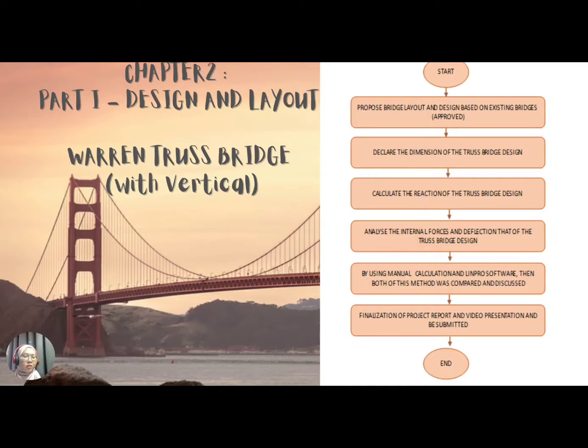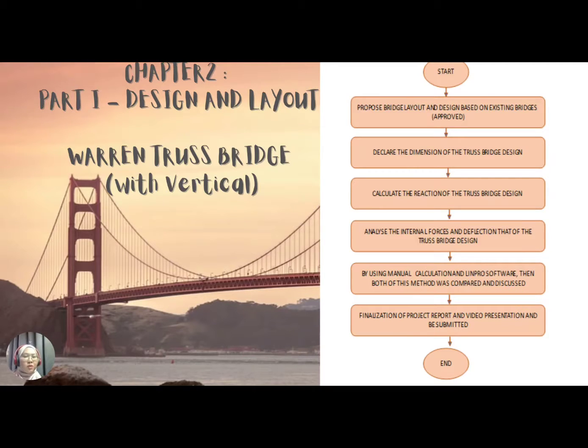I will continue this presentation with chapter 2, part 1, design and layout. The truss bridge that we design is a Warren truss bridge with verticals. This is the flow chart that we follow. Before we start, we do some research about the components of a truss bridge, learn the types and study fundamental structural engineering concepts like force, load, reaction, equilibrium, tension, compression and strength.